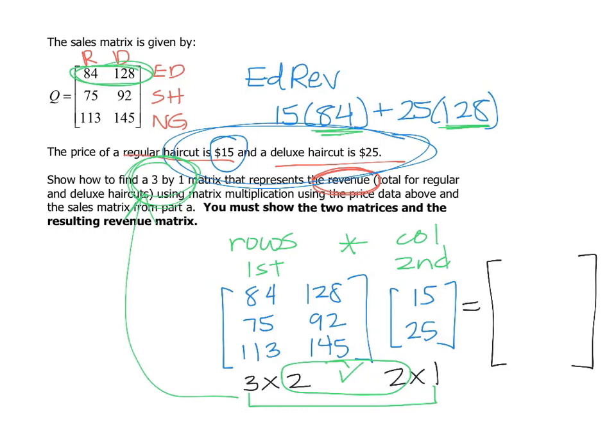If you do the multiplication, you should end up with $4,460 for the Edmonds store, $3,425 for the Shoreline store, and $5,320 for the Northgate store.